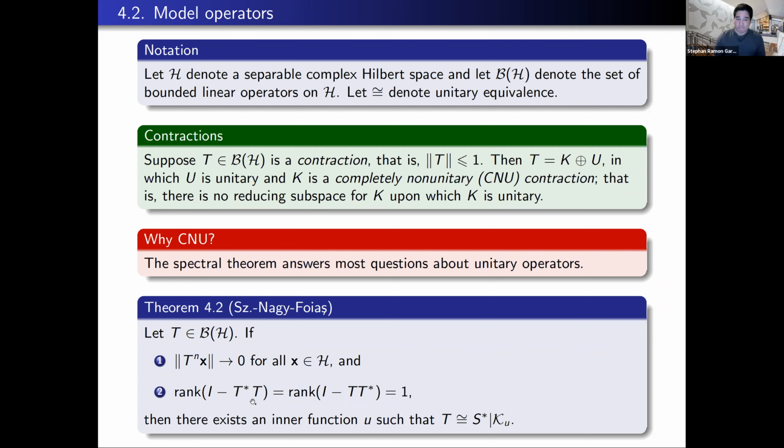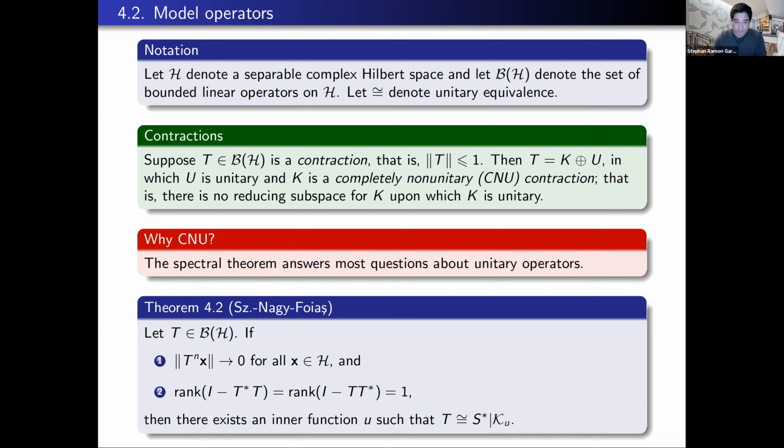In other words, T is close to being unitary. It's unitary-ish, but it's not, because if T were unitary, I − T*T would be the 0 operator. I − TT* would be the 0 operator, but I'm assuming it's not. But let's say it's close, that the rank of these two self-adjoint operators, it's not 0, but it's equal to 1. So we're kind of close to being unitary.